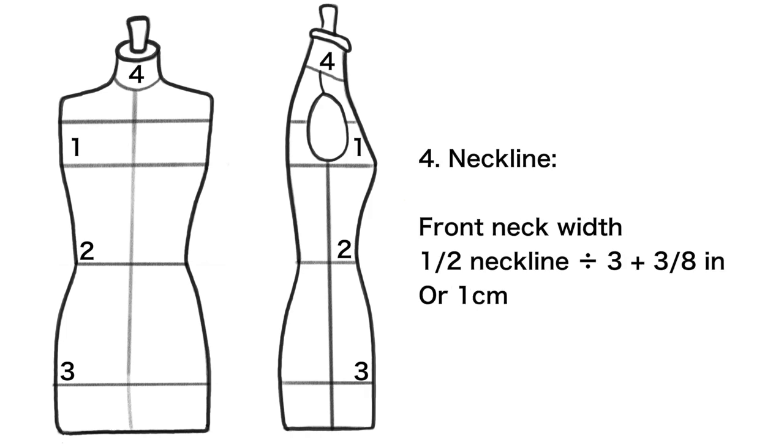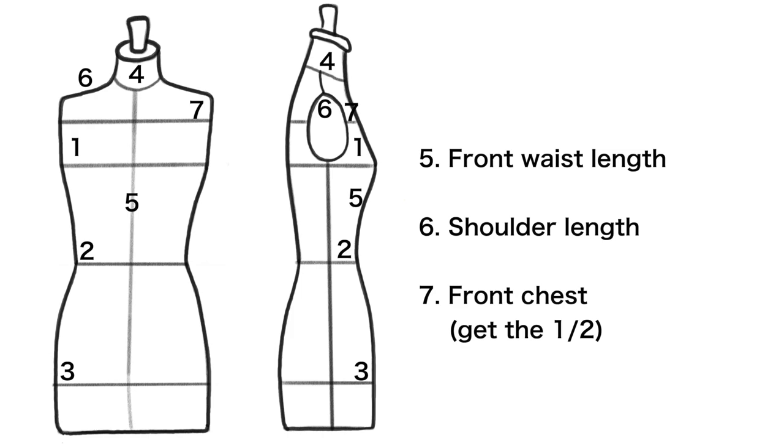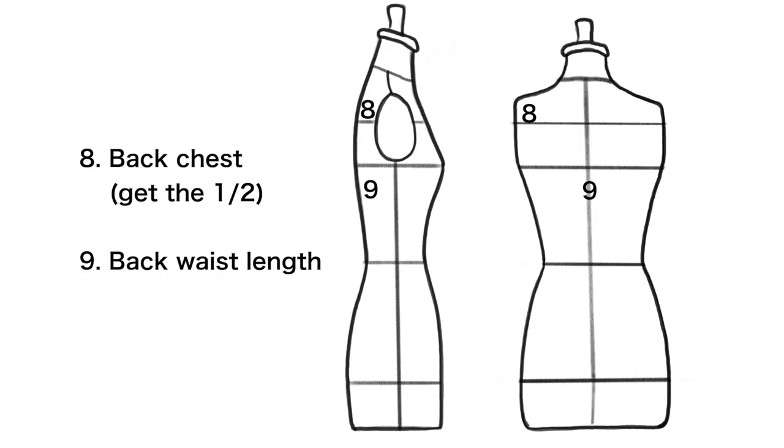For the neckline, use these calculations for the front neck weave and for the front neck height. Next, get the measurements for the front waist length, the shoulder length, and the front chest. For the front chest, get the half and record. And lastly, get the back chest and the back waist length measurements.